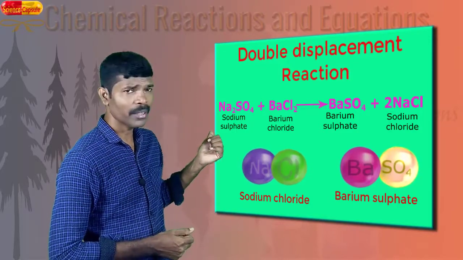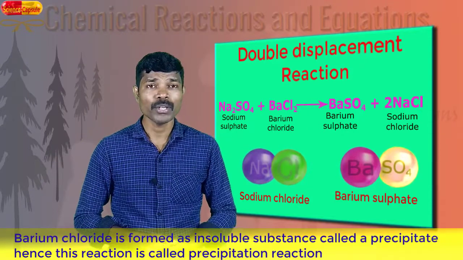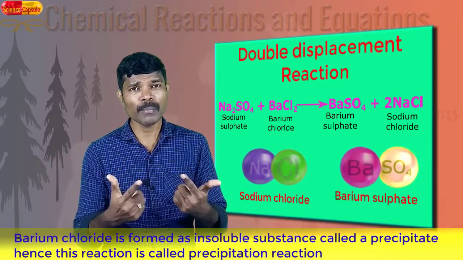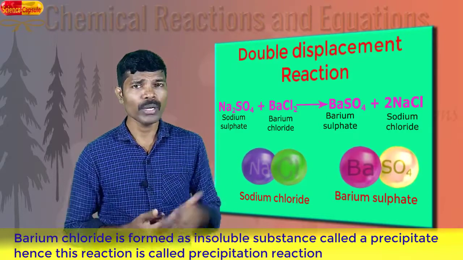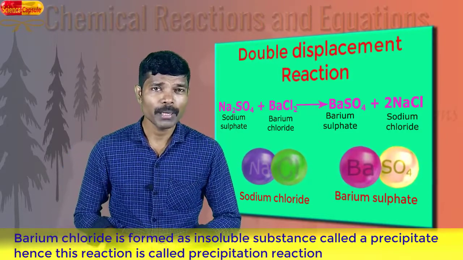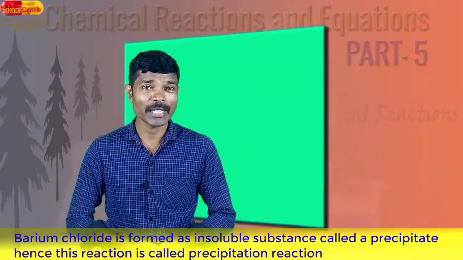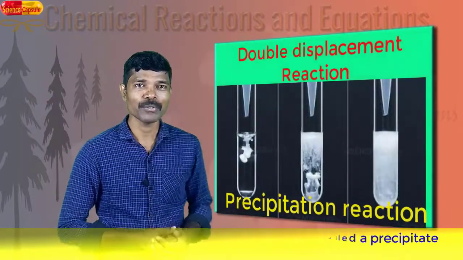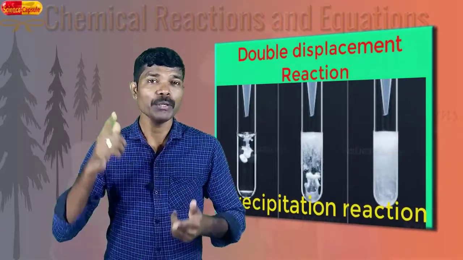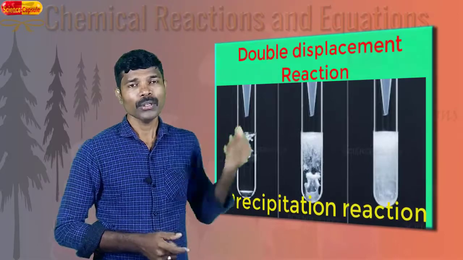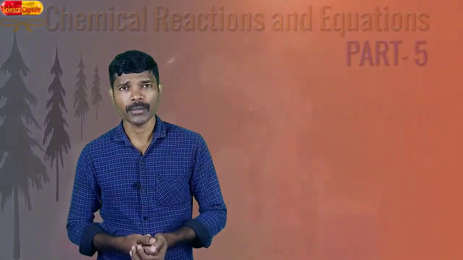As you can see on the screen, two ions are getting exchanged between the compounds. Sodium and barium are the two metals and they are getting exchanged between the compounds. So only this reaction is known as double displacement reaction. This reaction is also known as precipitation reaction, as this reaction gives an insoluble solid substance or it produces a precipitate. So this is about the double displacement reaction or precipitation reaction.